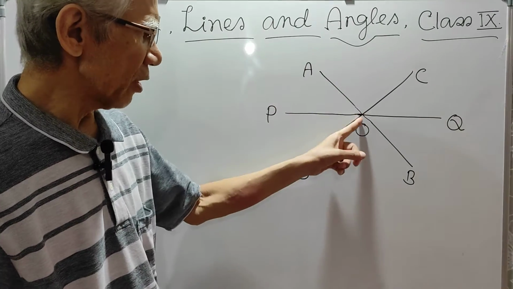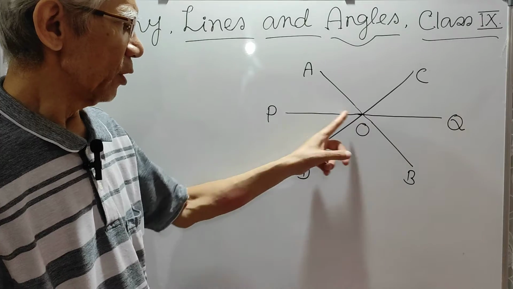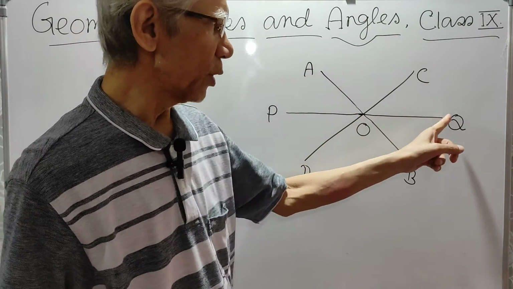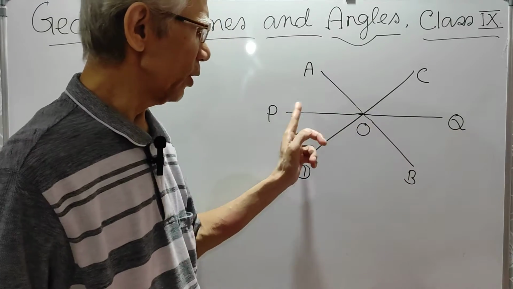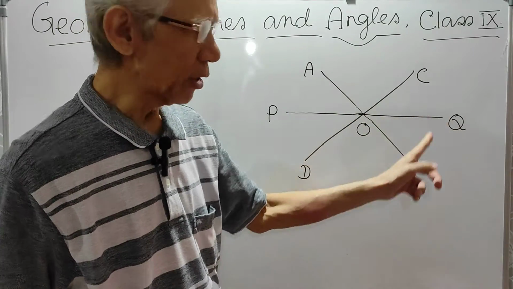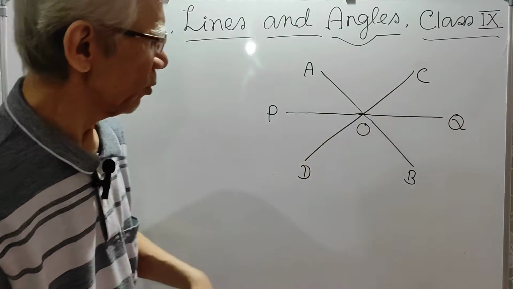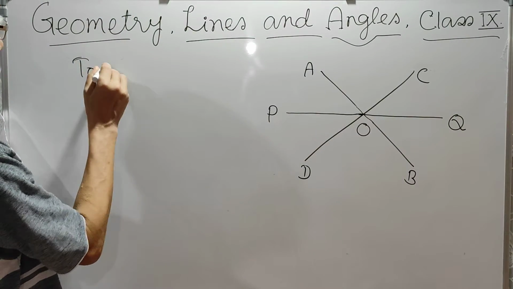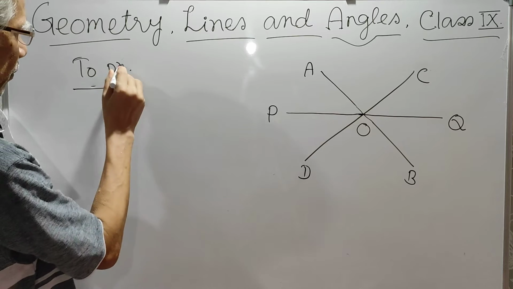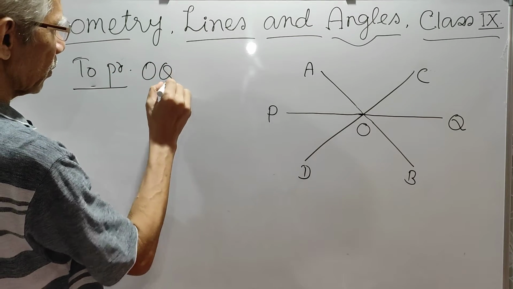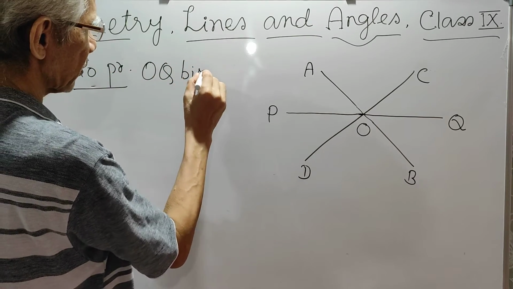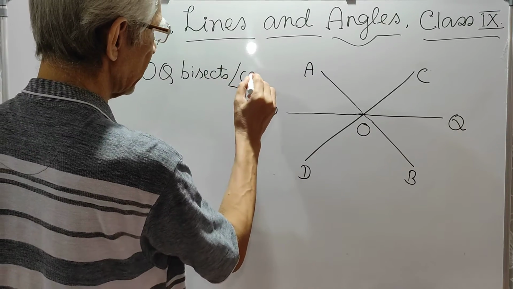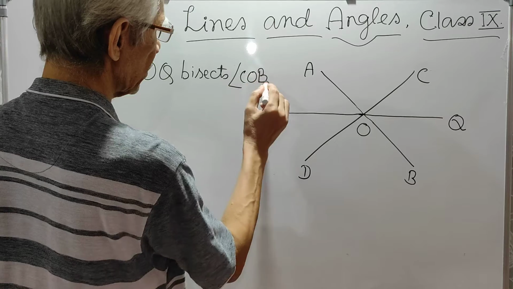PO is the bisector of angle AOD. Now PO is extended to Q. This is a straight line. So required to prove OQ is a bisector of COB. So this is what you have to prove. To prove OQ bisects angle COB.